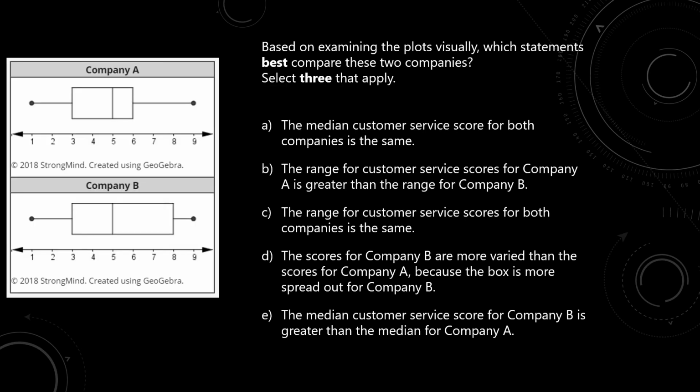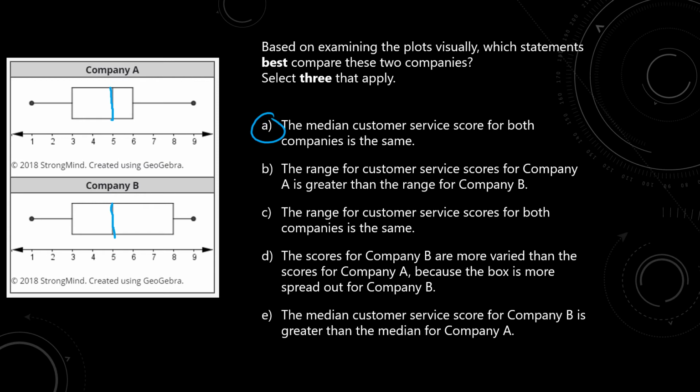Alright, here is our next question. It says, based on examining the box plots visually, which statements best compare the two companies? Select 3 that apply. Okay, so A says the median customer service score for both companies is the same. Well, this median for A is 5, and this median for B is also 5, right? Even though these box plots look very different, our median, that line inside of both of these, are both at 5, so this one is true.